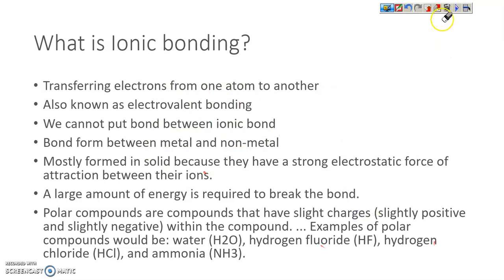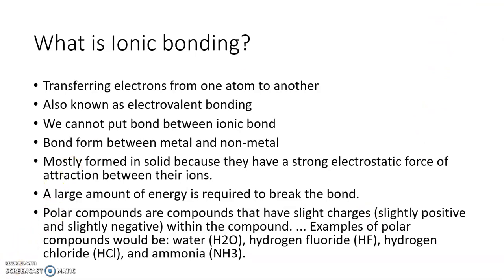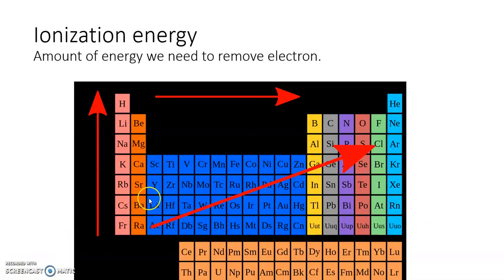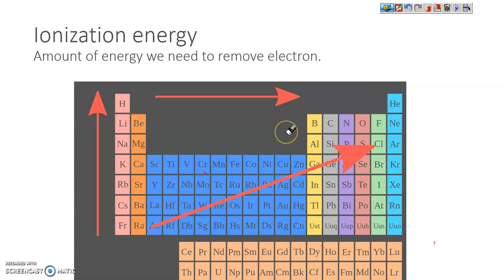First of all, to know ionic bonding, you should know three main terms. First I will tell you the main one, ionization energy. Ionization energy is the amount of energy we need to remove an electron.